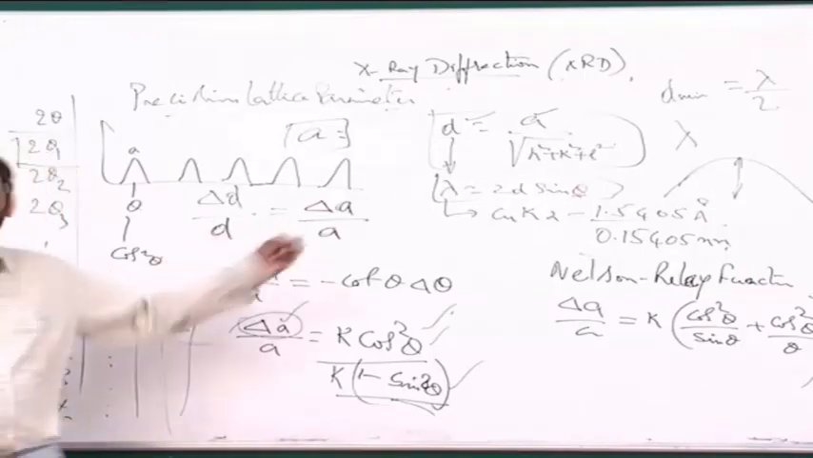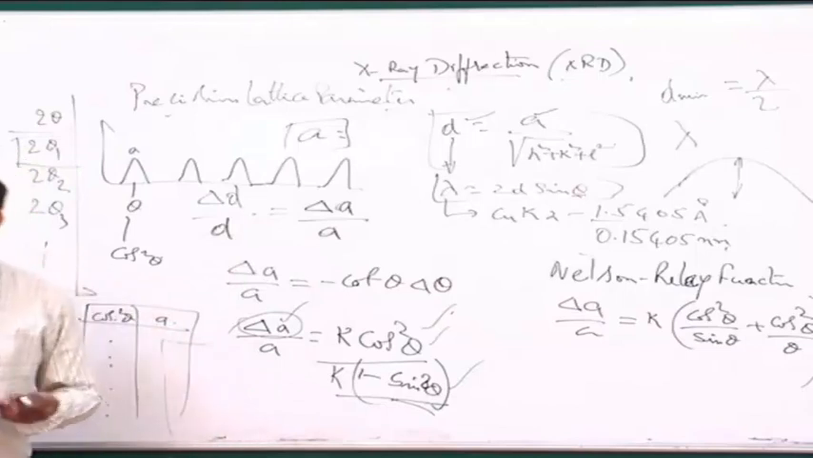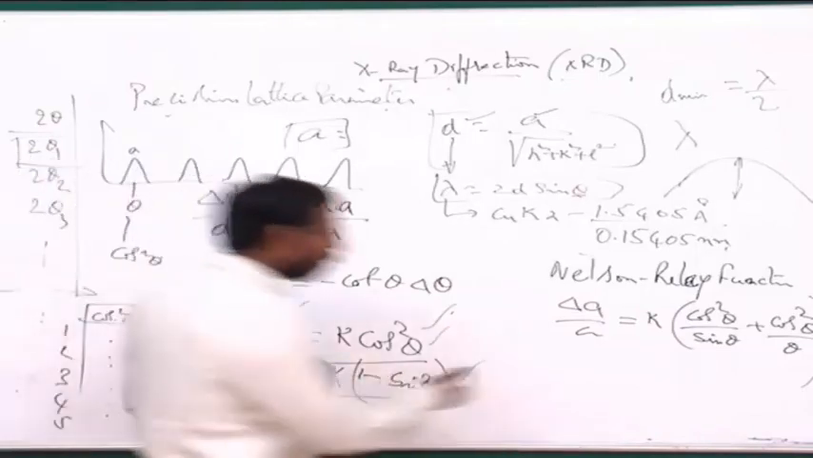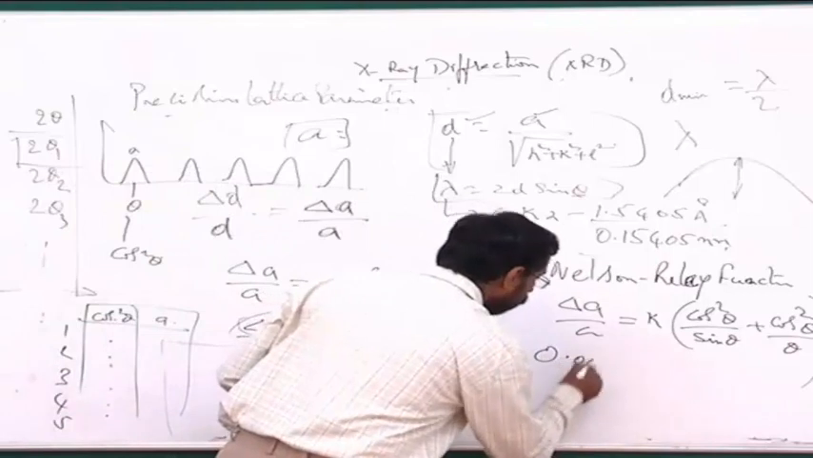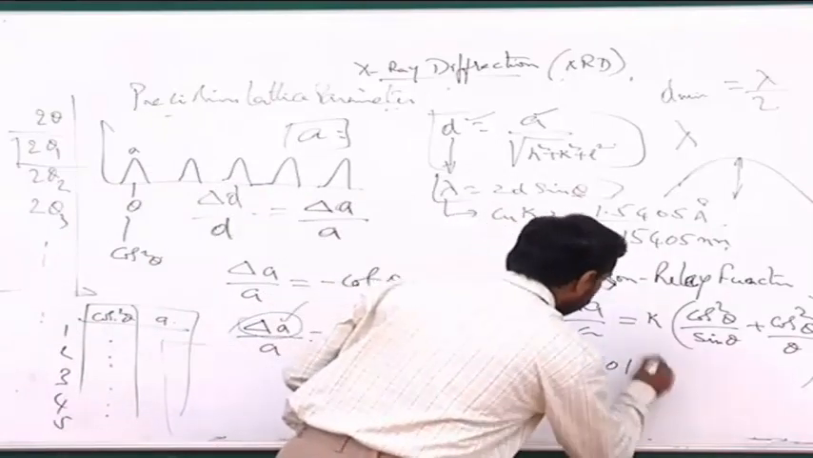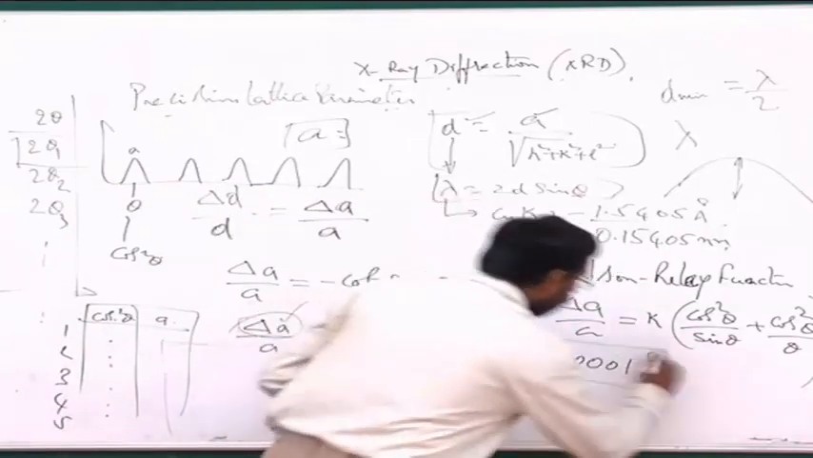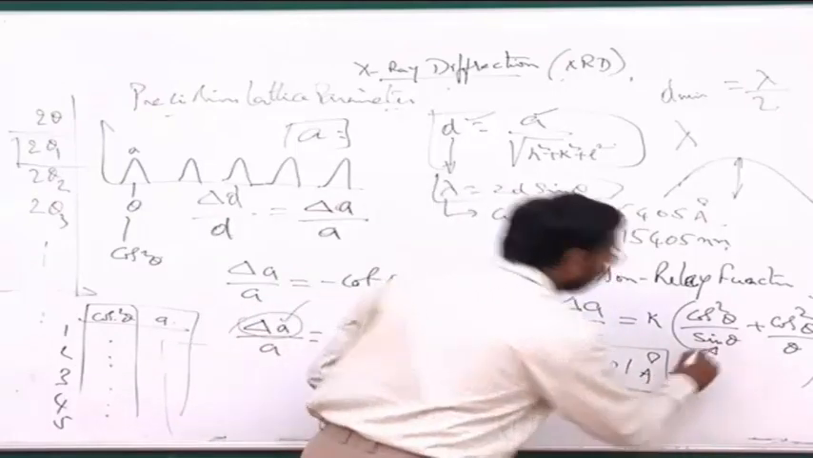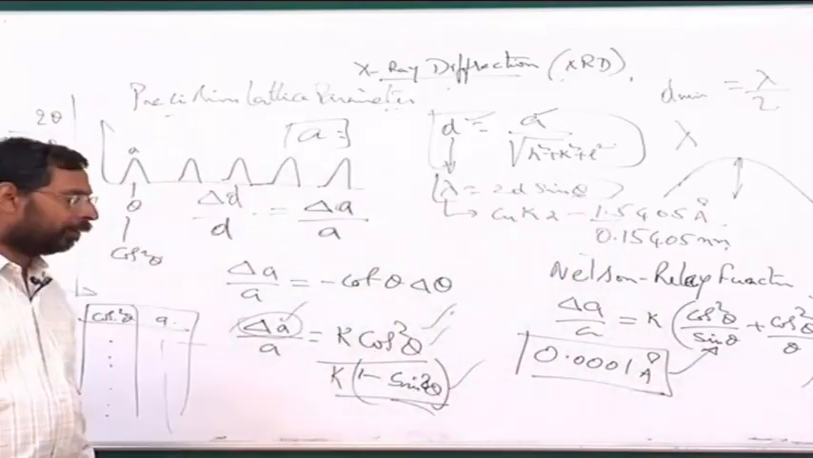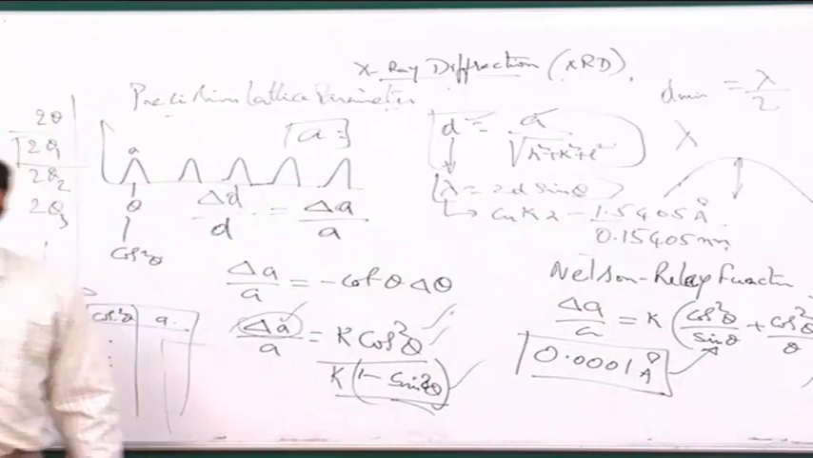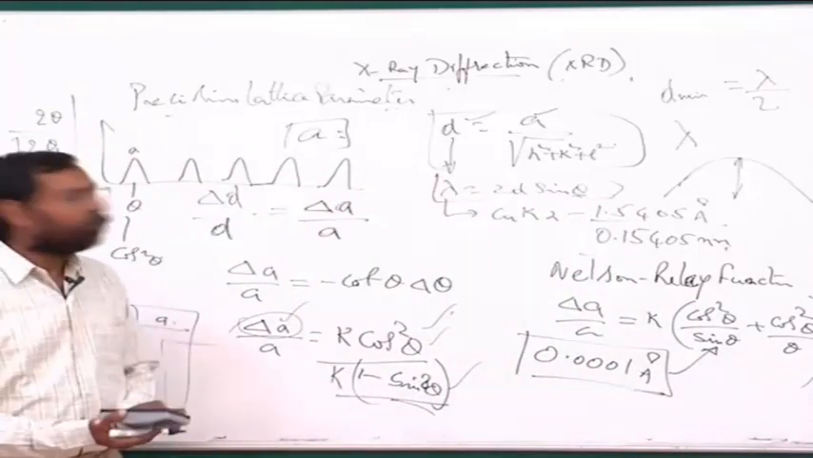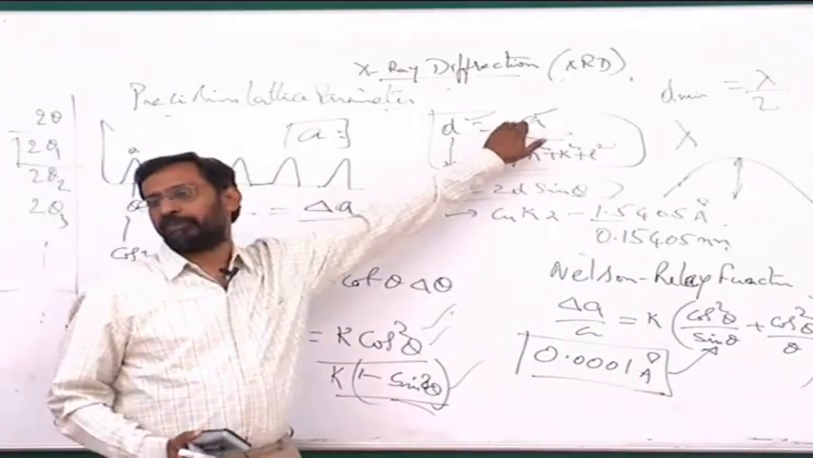For example, if I use electron diffraction, you won't get a very precise lattice parameter. So the lattice parameter precision that you can get is up to 0.001 angstroms. This is the precision that you can get with a Nelson-Riley function. Of course, all this can be done provided you know how to calculate the A.